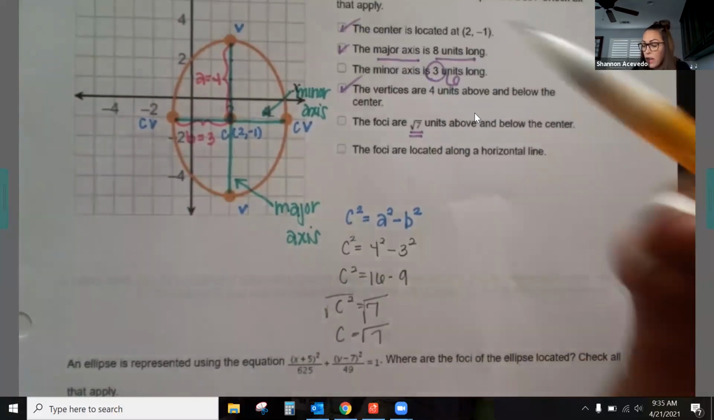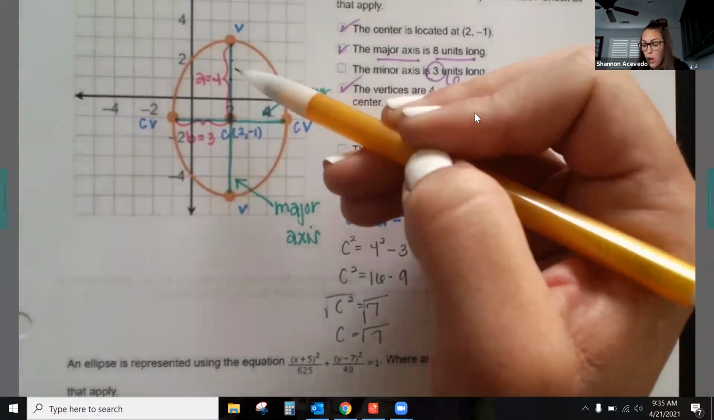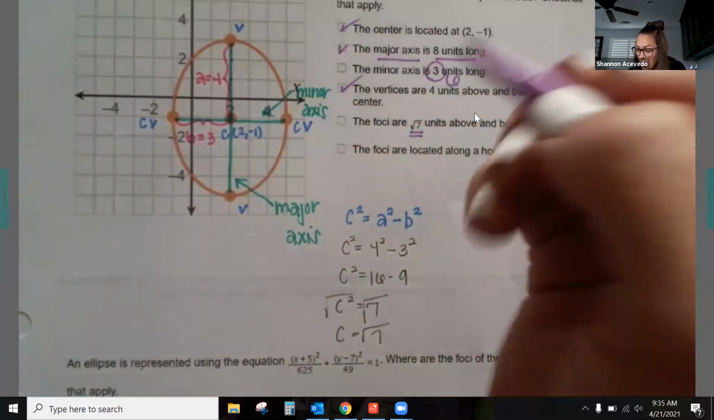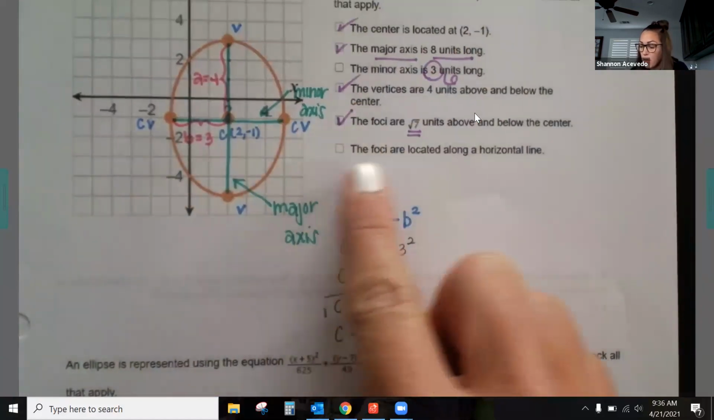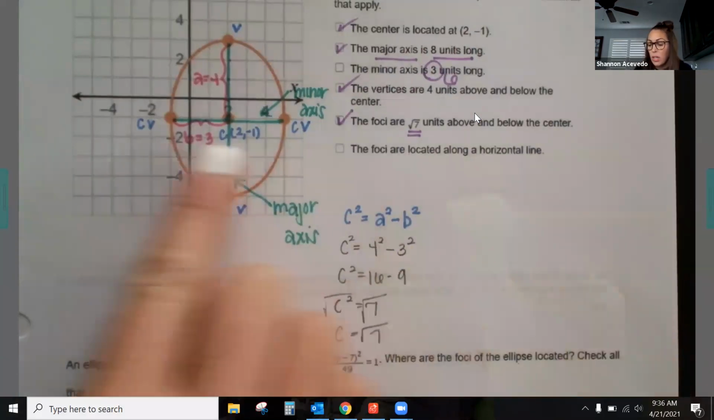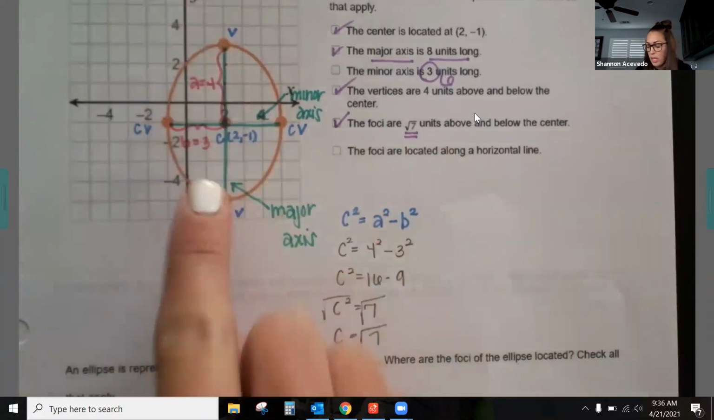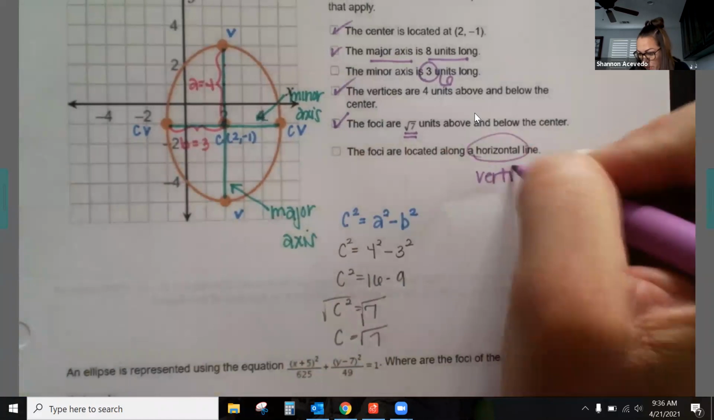So to get to my foci from my center, I would go up the square root of 7 and down the square root of 7. So this is true. The last one says the foci are located along a horizontal line. Horizontally would be left and right. That is not true. It's vertically. So this is incorrect. This should be vertical.